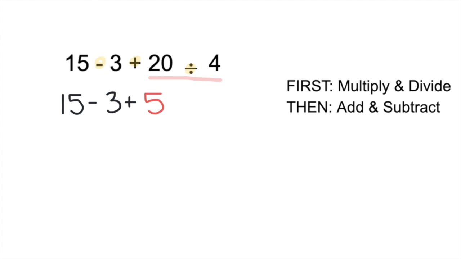So 15 minus 3 will come first. So we will do that first. And that gives us 12. And then we will go ahead and bring down our plus 5. And then our last step is just 12 plus 5, which is 17.